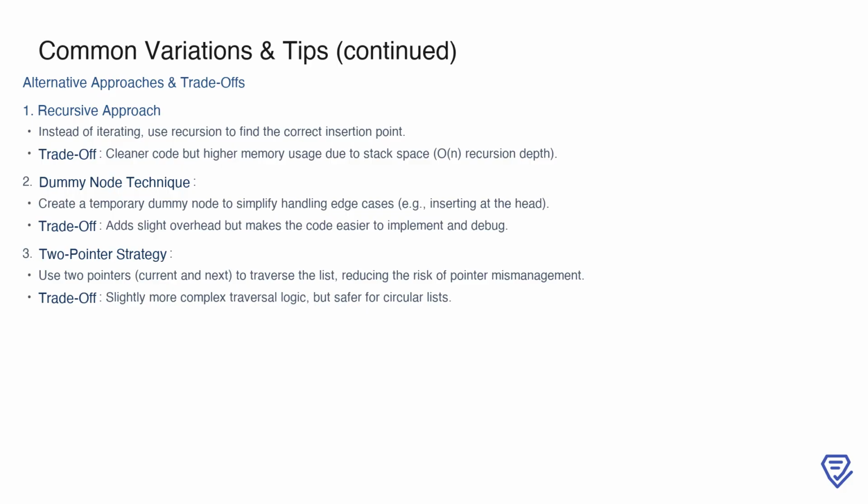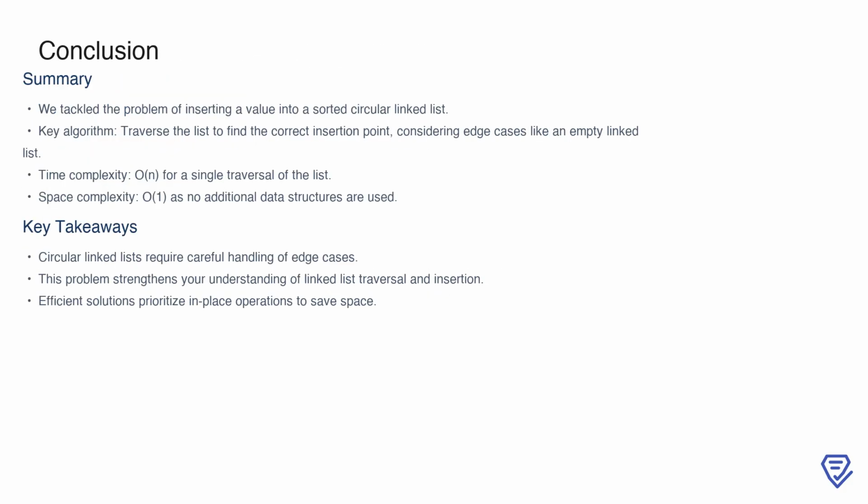Another option is the dummy node technique, where you introduce a temporary node to act as a placeholder. This simplifies handling edge cases, such as inserting a new head node, and makes the logic easier to debug. However, it does add slight overhead. Lastly, the two-pointer strategy involves using two pointers, one for the current node and another for the next node, during traversal. This reduces the risk of pointer mismanagement, which is particularly important in circular lists, but it can make the traversal logic slightly more complex. Each of these approaches has its strengths and weaknesses, so choose the one that best fits the problem's constraints and your coding style. Great job!